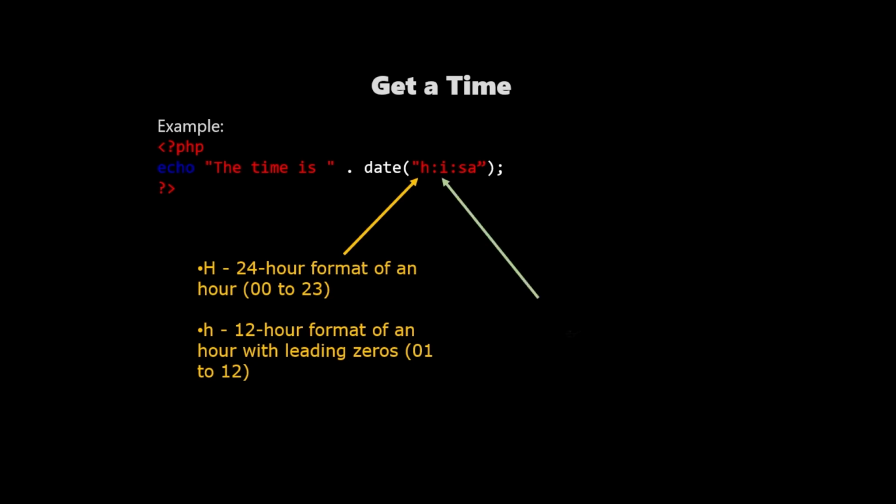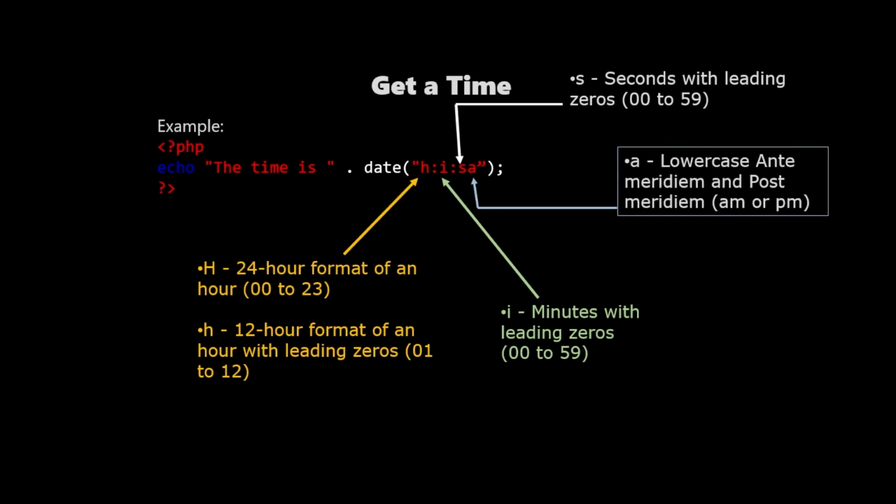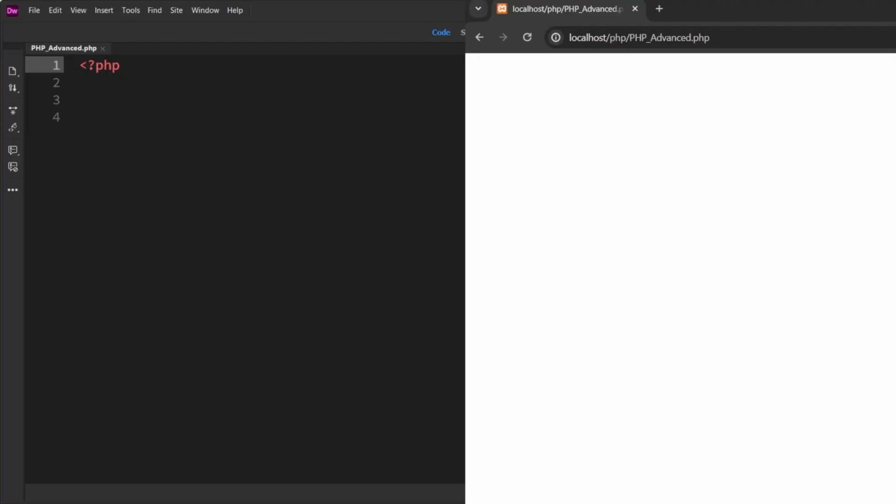Lowercase i represents the minutes with leading zeros from 00 to 59. Lowercase s represents the seconds with leading zeros from 00 to 59. Lowercase a represents lowercase antemeridiem, am, or postmeridiem, pm. Now let's discuss how to obtain the current time using PHP's date function.